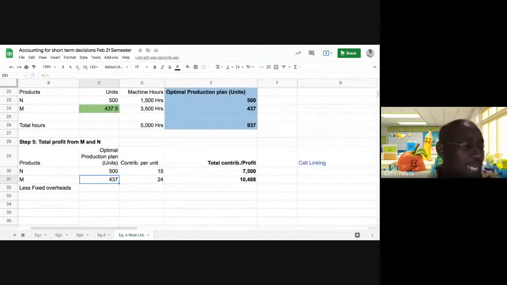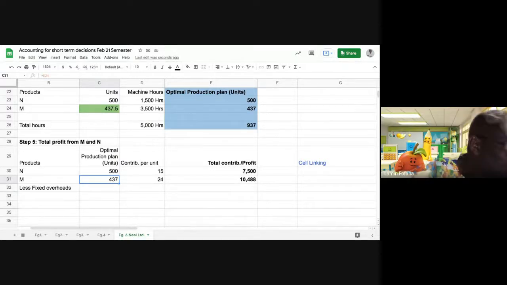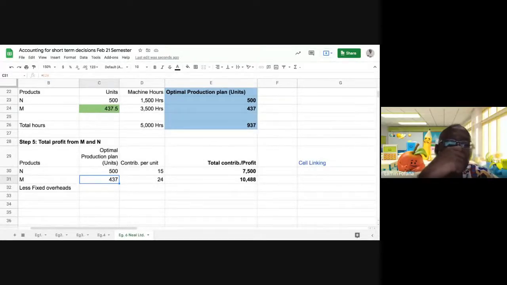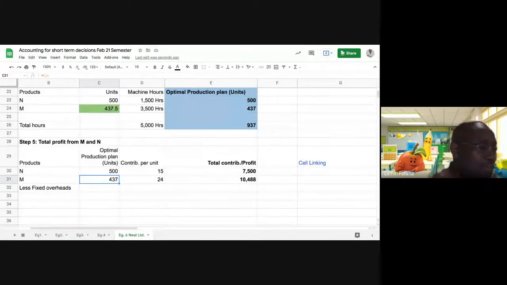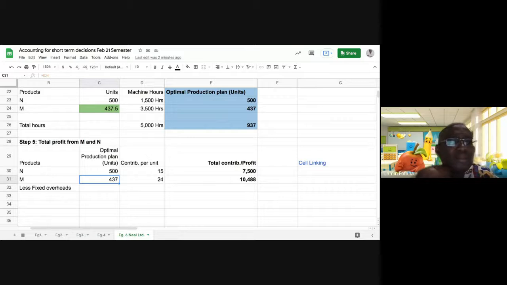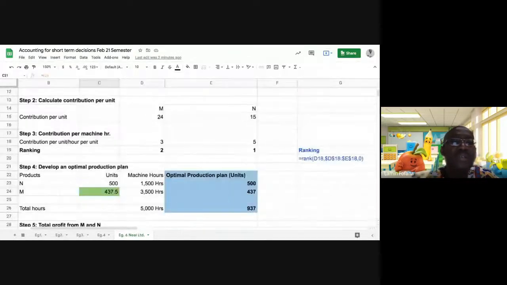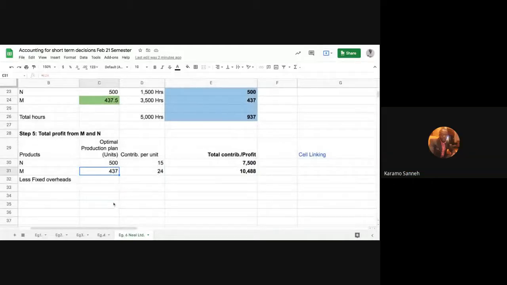So we're going to multiply the 10 and 8. Yes, it's in the question, fixed cost per unit. Yes, so my question is, which units are we going to multiply? For example, for M, we know that the fixed cost per unit is 10. So it's going to be 10. Is it going to be 10 multiplied by 437 or 10 multiplied by 600? It's 10 multiplied by 437.